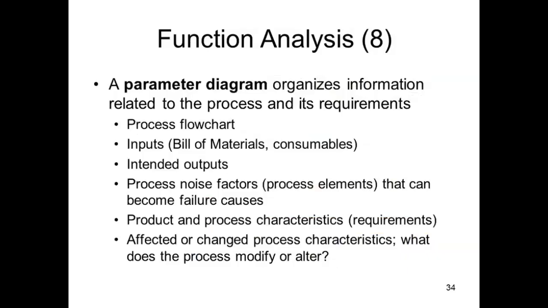A parameter diagram organizes information related to the process and its requirements. It includes the bill of materials, the inputs and consumables, intended outputs, process noise factors that can become failure causes, product and process characteristics, and affected or changed process characteristics. What does the process modify or alter? In this case, we're altering the tightness of the bolt as measured with a torque wrench.